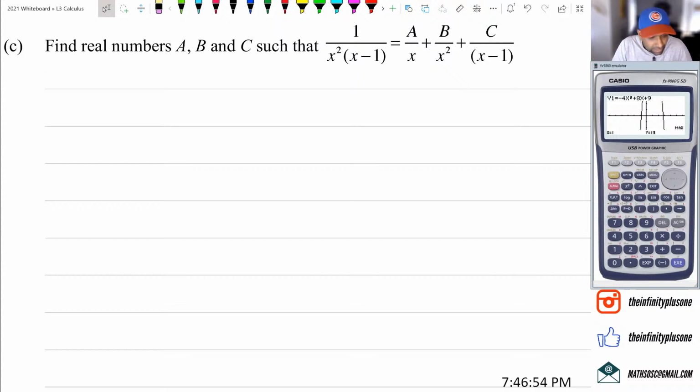I'm trying to think, is there a hack for this in the calculator? Because that would be super cool. Maybe not. Equations.